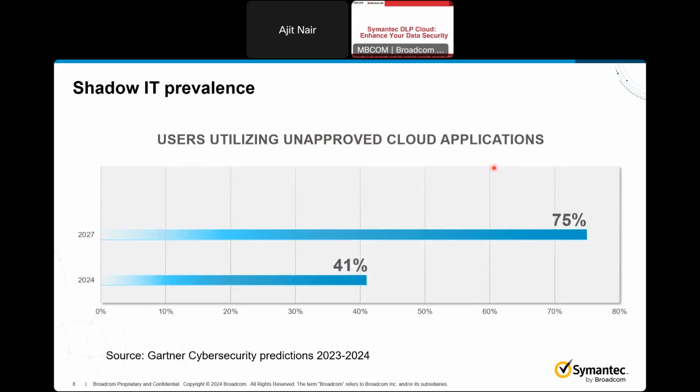So how many cloud applications are my users engaging with? And that's what companies usually struggle with understanding. As per the Gartner cybersecurity predictions, in 2024 alone, it's estimated that around 41% of users are using unapproved applications to perform their daily jobs. And by 2027, this figure is expected to rise to 75%. And this is going to grow, right?